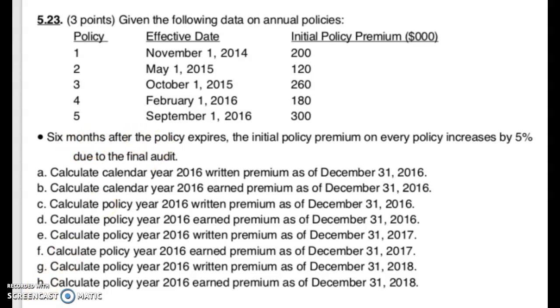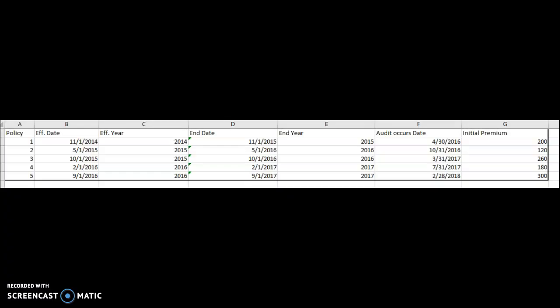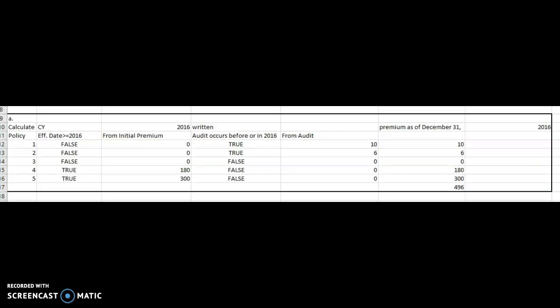So let's make it into a table. All of these are given by the question. We have the effective date for each policy and the end date, and also the audit occurred date, and also the premium. And now we can solve the problem. So first, let's talk about A.